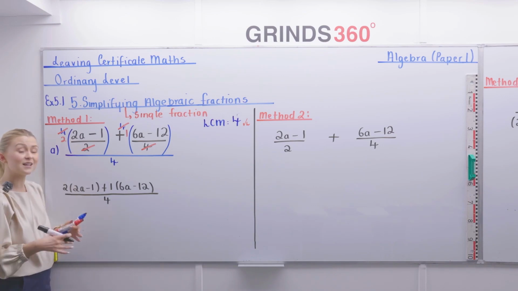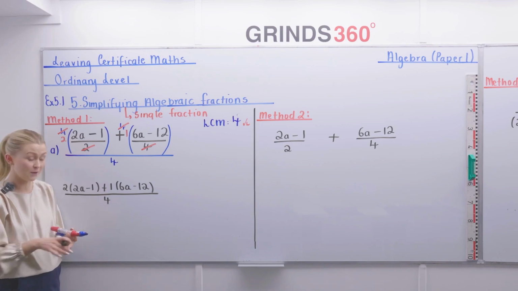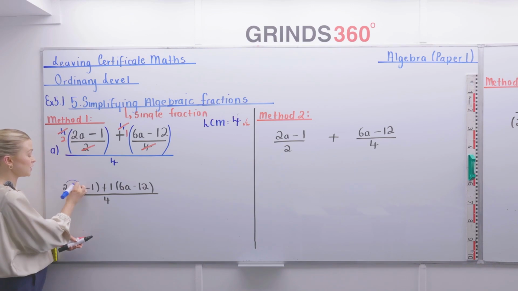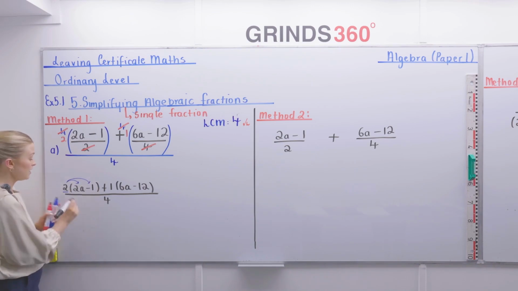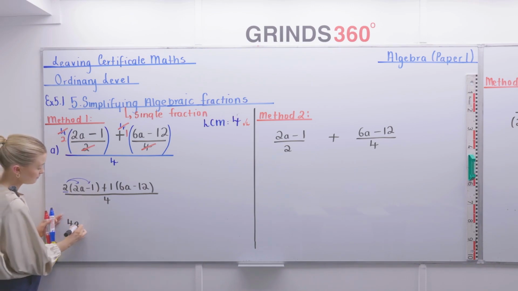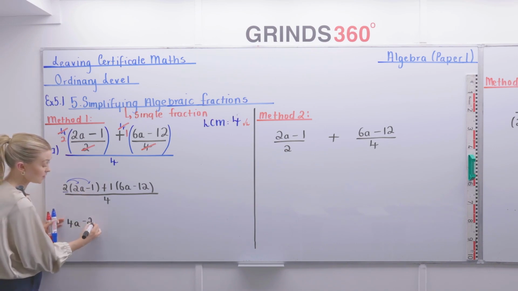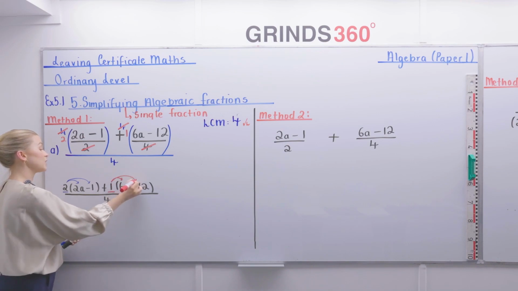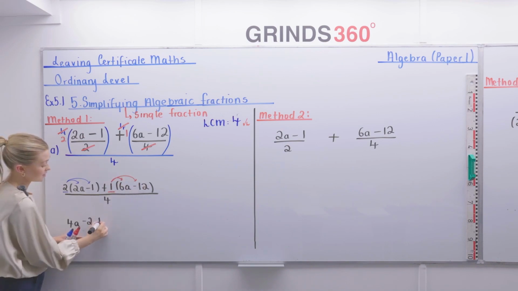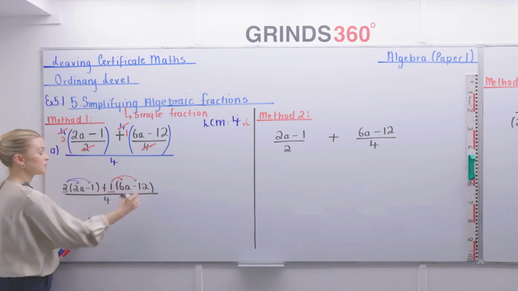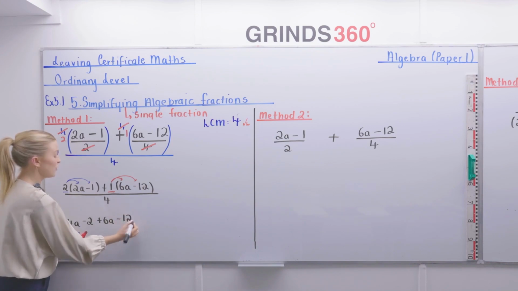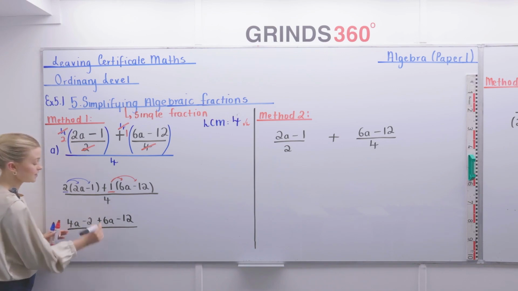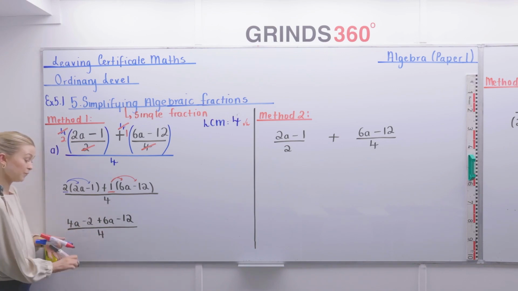From here, it's written as a single fraction, so all we want to do is simplify it. So let's remove our brackets. We have 2 times 2a and 2 times minus 1. 2 times 2a is going to leave me with 4a. 2 times minus 1 is going to leave me with minus 2. On the far side, we have 1 times 6a and 1 times minus 12. 1 times 6a is plus 6a, and 1 times minus 12 is minus 12. Remember, anything multiplied by 1 is itself. This is all divided by the denominator of 4.